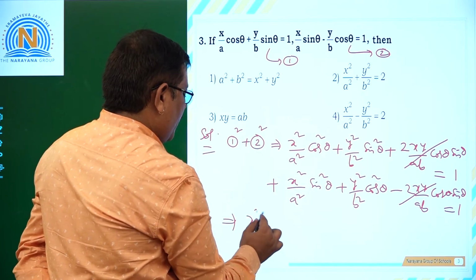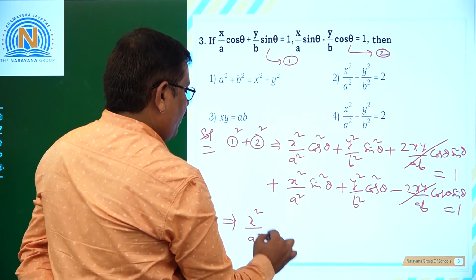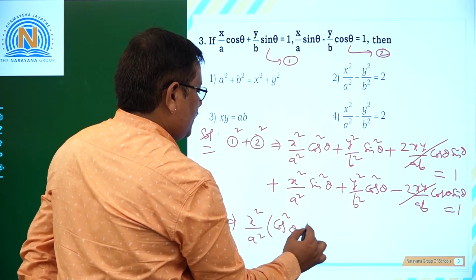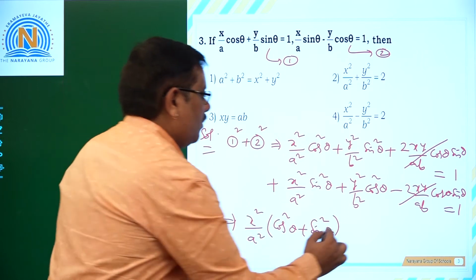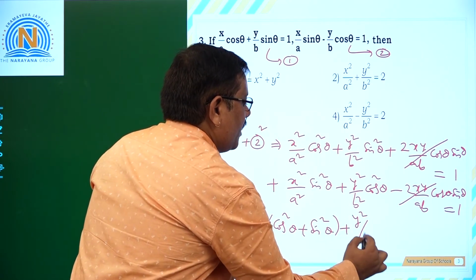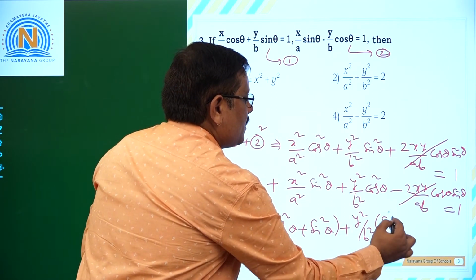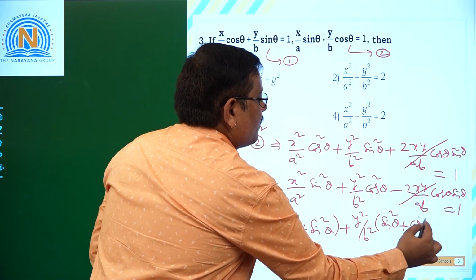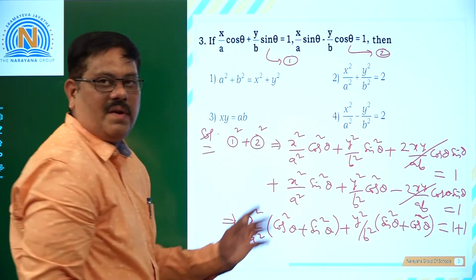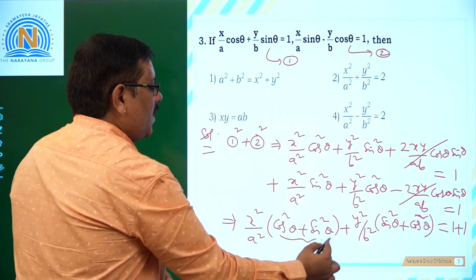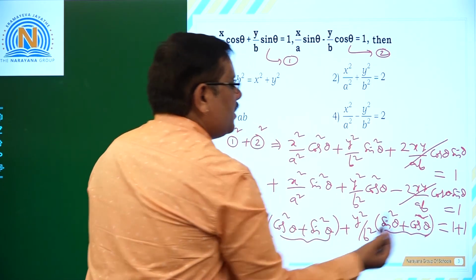So if you take x square by a square, that is going to be cos square theta plus sin square theta. Okay, so it is an identity we have. Plus y square by b square, if you take common, you are going to have sin square theta plus cos square theta. That is going to be 1 plus 1. Fine. Now this is an identity and its value is 1. This is also an identity, its value is 1.